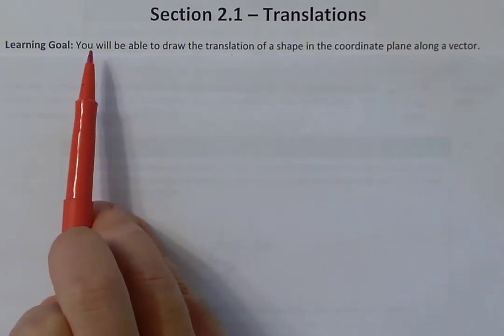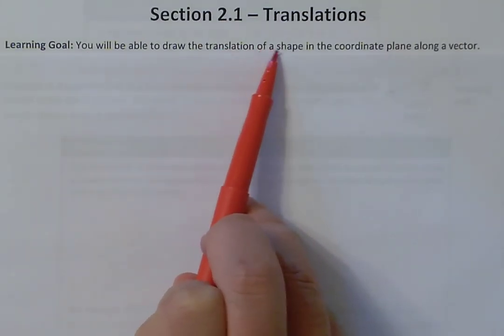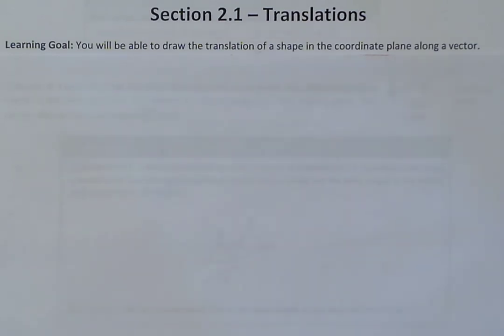Today we only have one learning goal, which is you will be able to draw the translation of a shape in the coordinate plane along a vector. So we're going to go through and translate a shape along a vector.